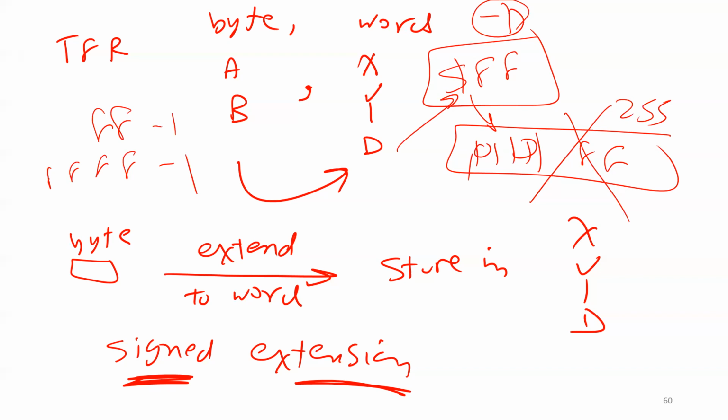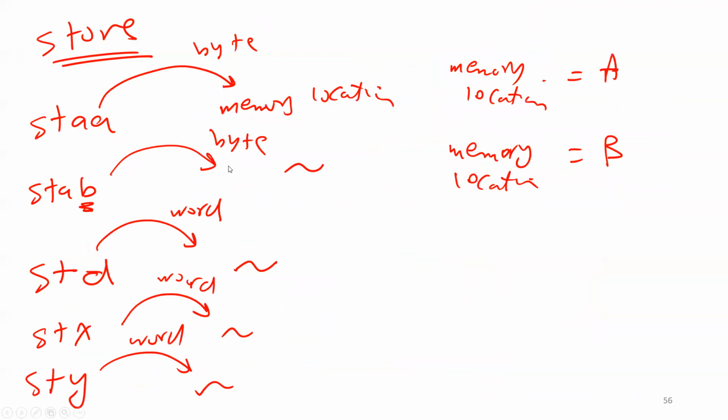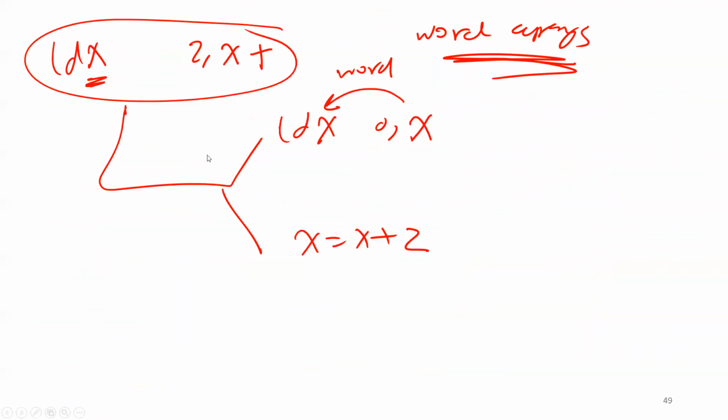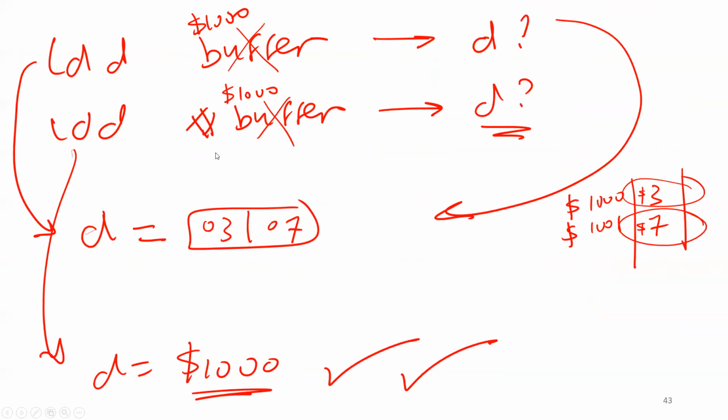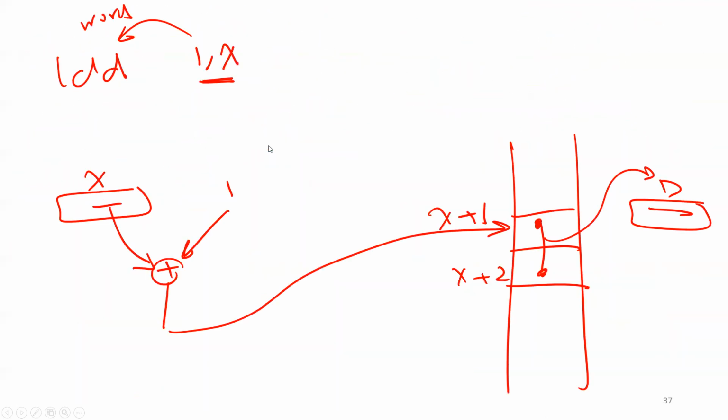Extension means I have a number in a byte. I want to get the same number, but stored in a word, the same number, okay? So I'm going to go back here. Details are here. How can we do this kind of extension, okay? And why? But let me finish how first.